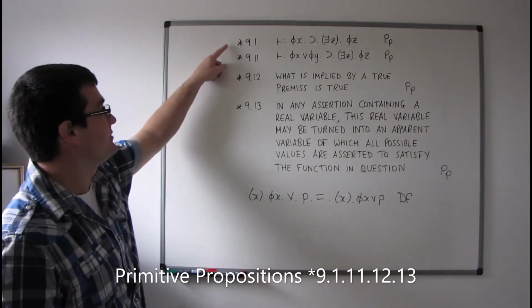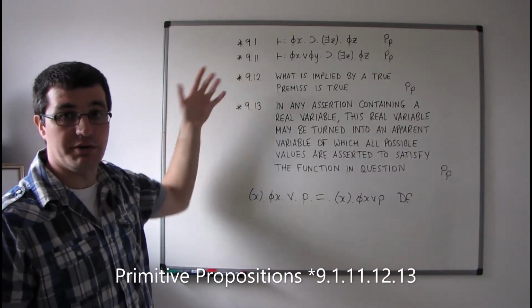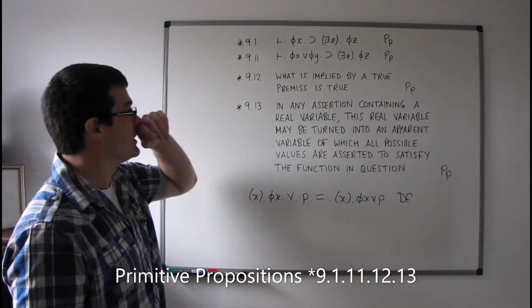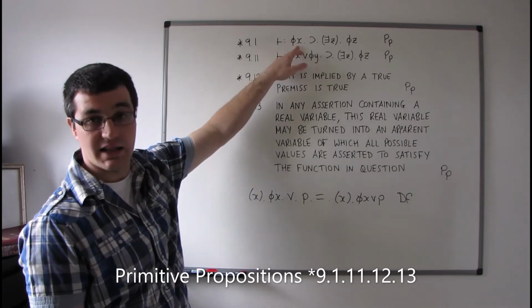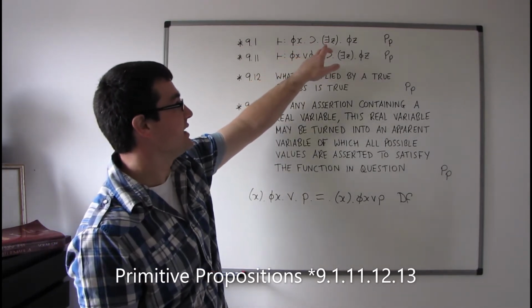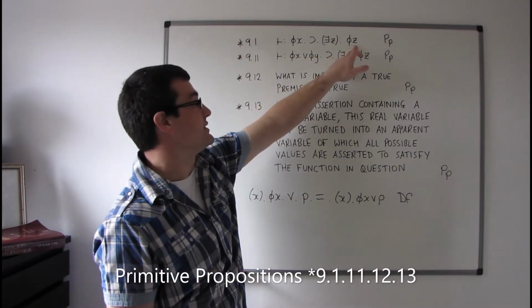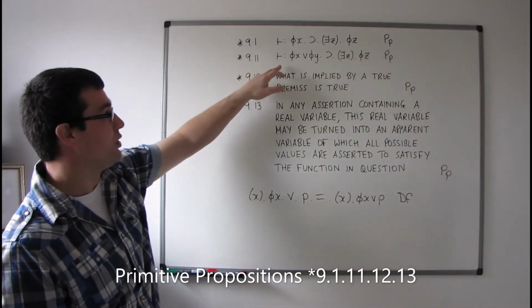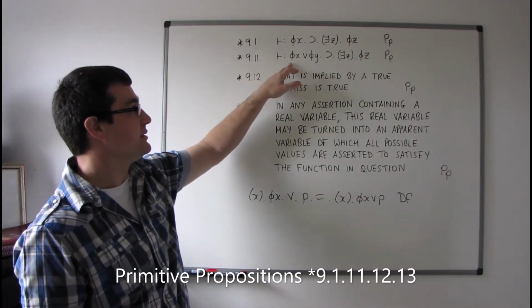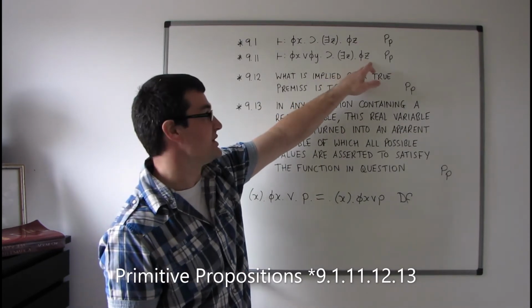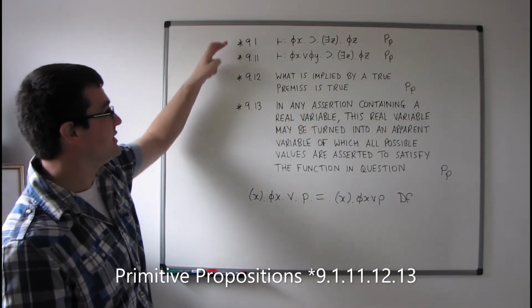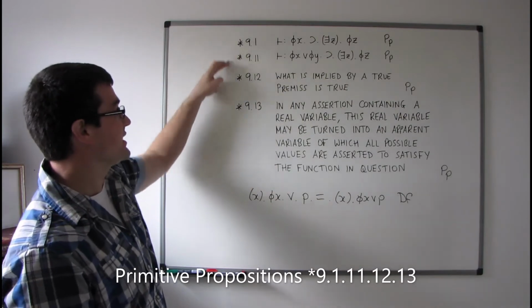But that's where 9.1 and 9.11 really come into play. Because if you notice here, on the left hand side of the implication I've got elementary proposition, on the right hand side I've got first order proposition. Similarly 9.11, on the left hand side elementary proposition, on the right hand side first order proposition. Now these seem quite similar to these. I'm going to say a little bit more about these in a second.